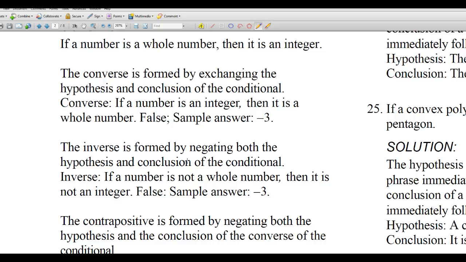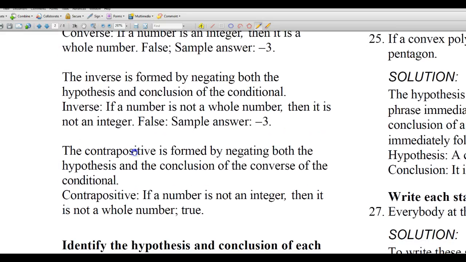So let's say -10. So does it fulfill the first part, the hypothesis? -10 is a number that is not a whole number. Yes. Okay. Then it is not an integer. Well, hold on a second. -10 is an integer. So -10 is also our counterexample.